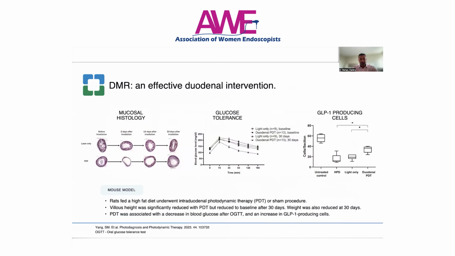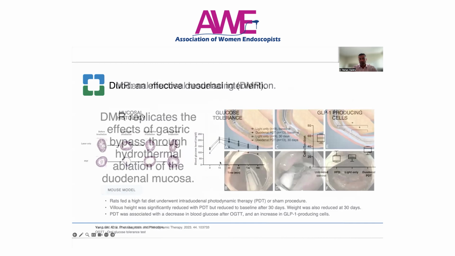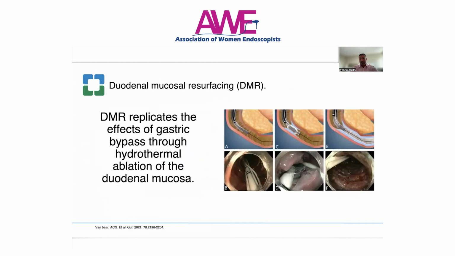This was demonstrated here also using PDT, in rats again that were fed high-fat diets and had intraduodenal PDT versus a sham procedure. You can see the villus length was significantly increased, lending weight to this hypothesis. This really set the scene for duodenal mucosal resurfacing, which, of all the duodenal techniques, is probably the one that has the most data and the most publicity.